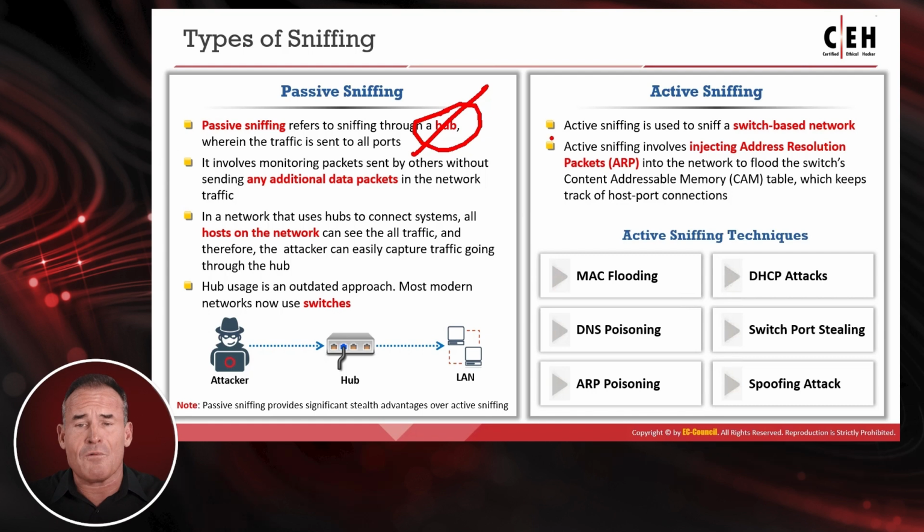In a switch-based network, the switch will forward based on the MAC address and the port it's known to reside on. And I'm going to diagram all that up here in just a second. So it selectively forwards, and if we are not the recipient or connected to the same port as the recipient, we're not going to see it. So that means we're going to have to employ an active sniffing technique like MAC flooding, DNS poisoning, ARP poisoning, DHCP attacks, switch port stealing, or spoofing attack.